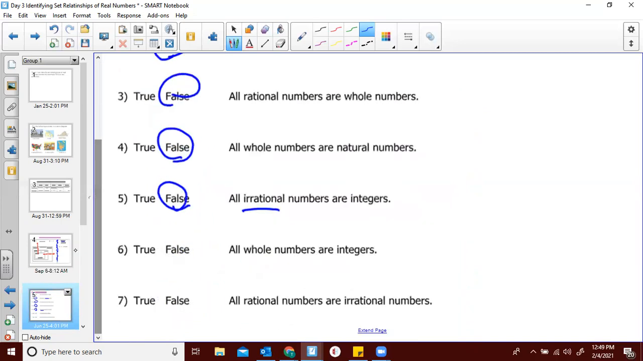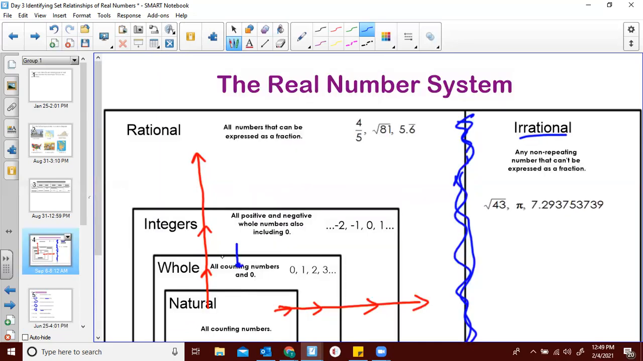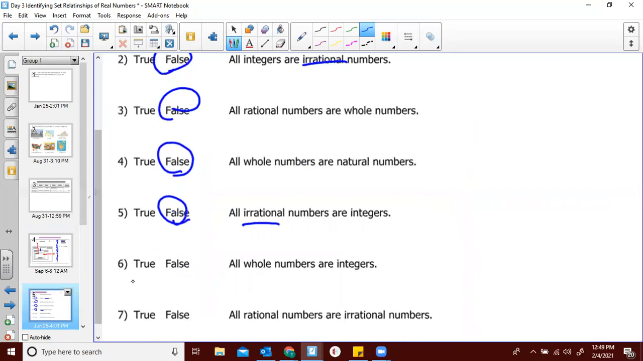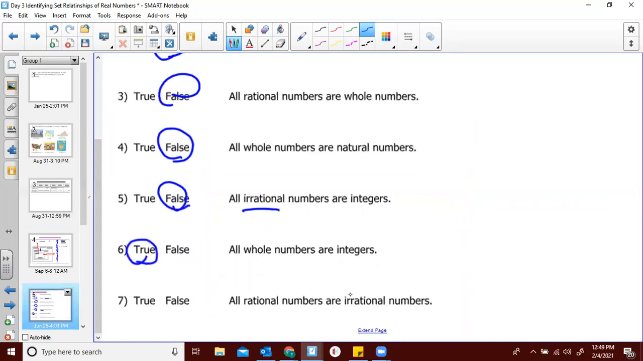All right, all whole numbers are integers. Starting from whole numbers, going to integers. My flow is correct. You know that whole numbers start at 0 and then go positive, 1, 2, 3. Well, integers include 0, 1, 2, 3, and so forth, but they also include the negatives. So all of my whole numbers are inside of my integers. So that is true.